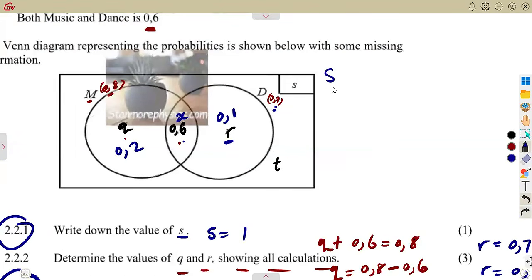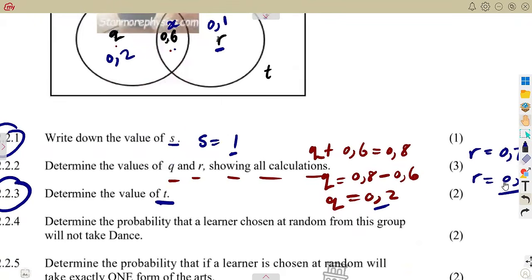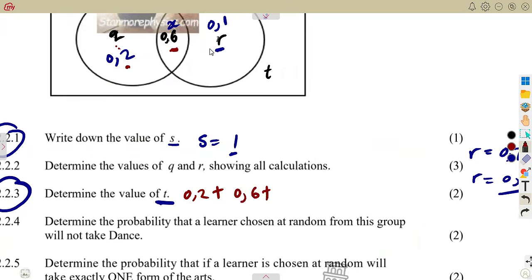Remember, everything adds up to the sample space, which is 1. Remember, I said S is 1. So if we add everything in that, we are supposed to obtain this T that we are to determine. So if we add everything, the Q, which is 0.2, plus the X on the intersection, which is our 0.6, plus the R that we calculated, which is 0.1, plus this T, it must give us the whole of the sample space, which is 1.